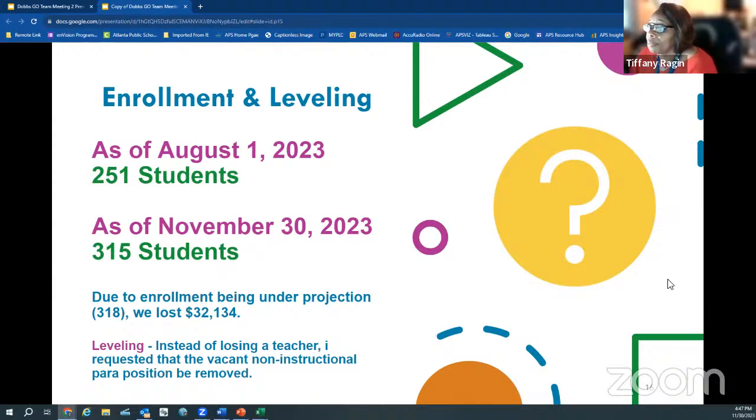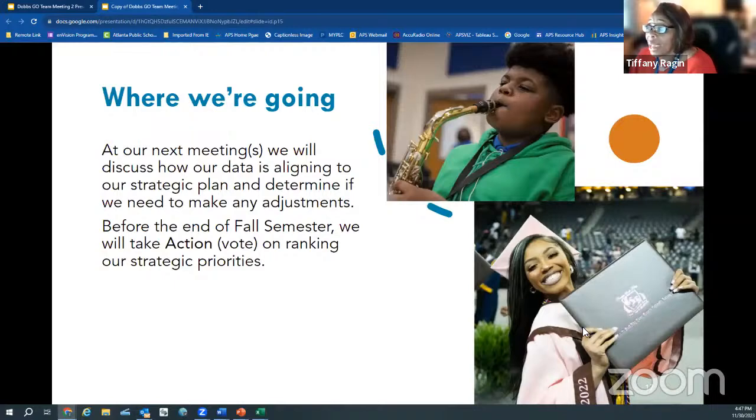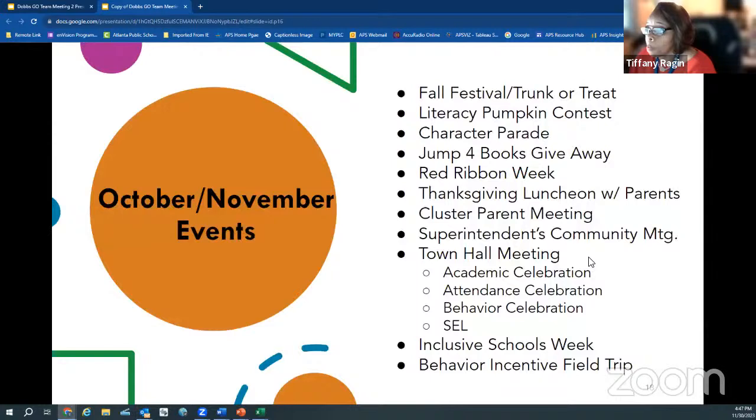All righty. So where we're going, at our next meeting, we will make any adjustments to the strategic plan and vote on ranking them. We may consider keeping it the same. I will say that literacy is a district priority. And when the superintendent was here also, she wanted Dobbs to have a literacy focus. So I do know that will probably remain number one, and then we can discuss that at our next meeting.